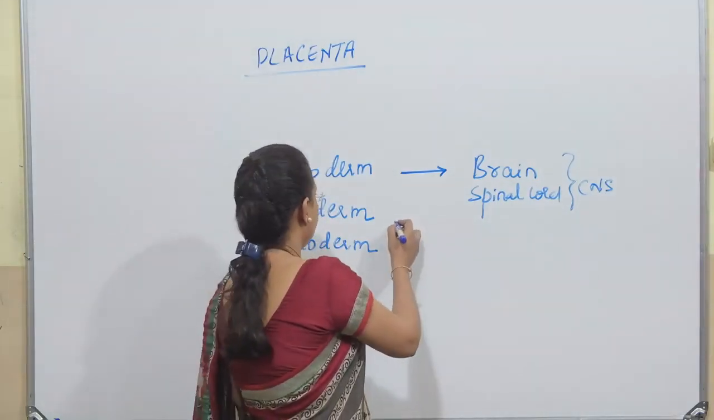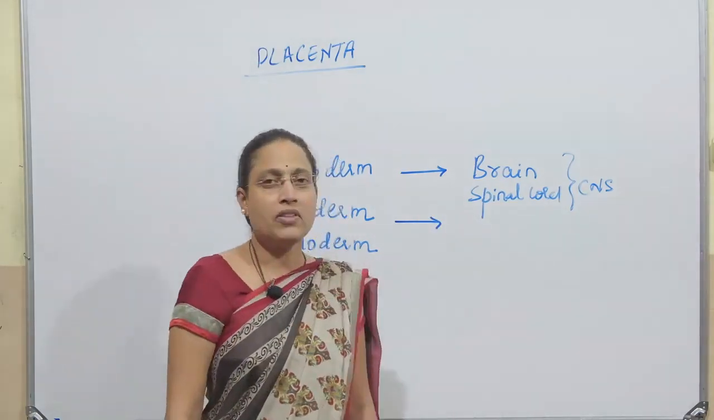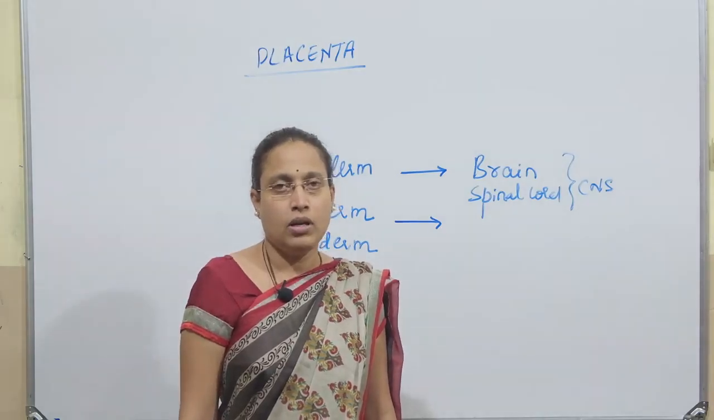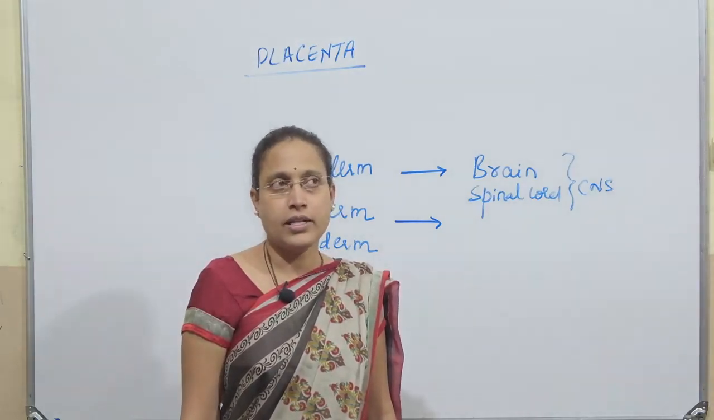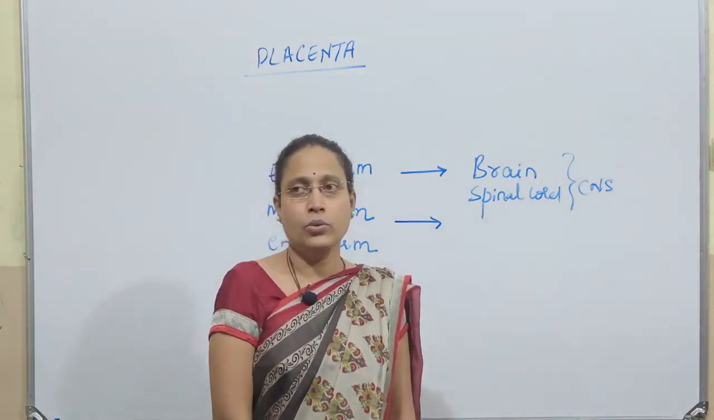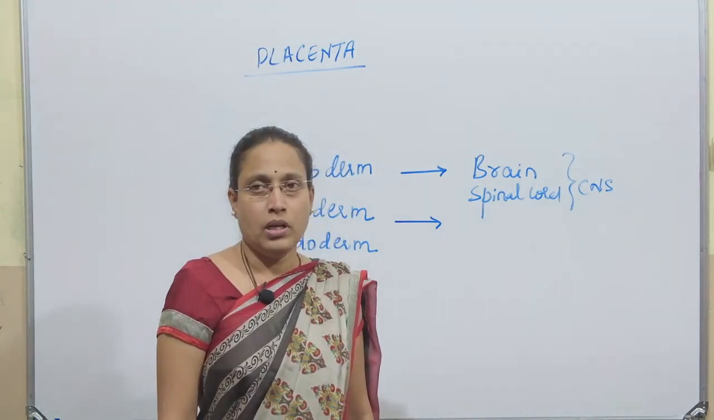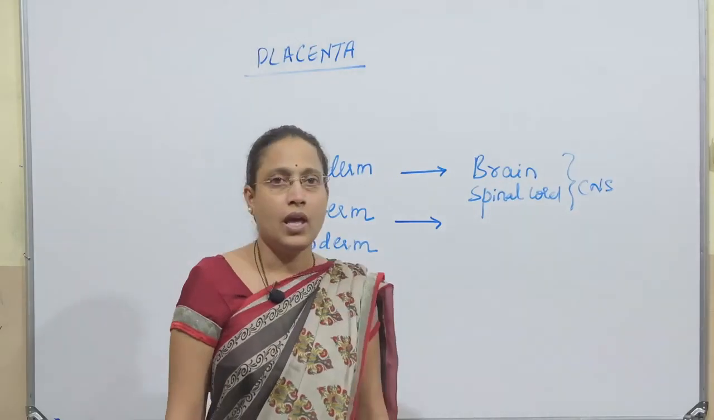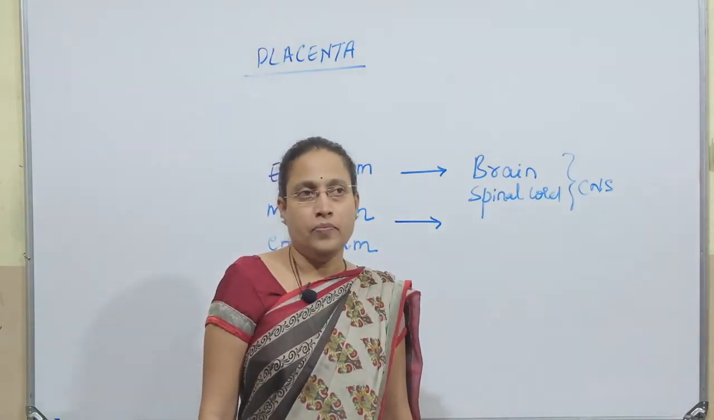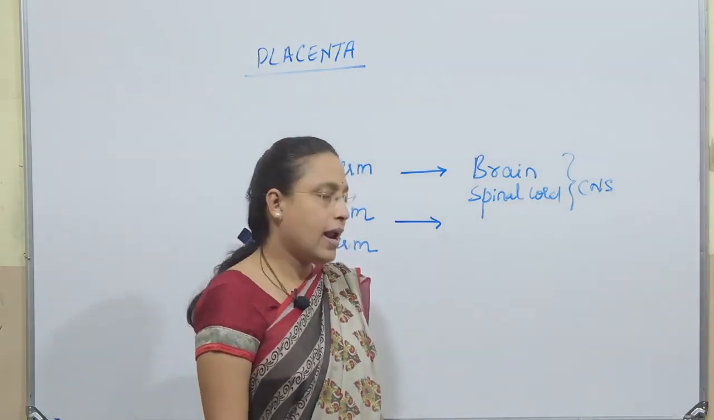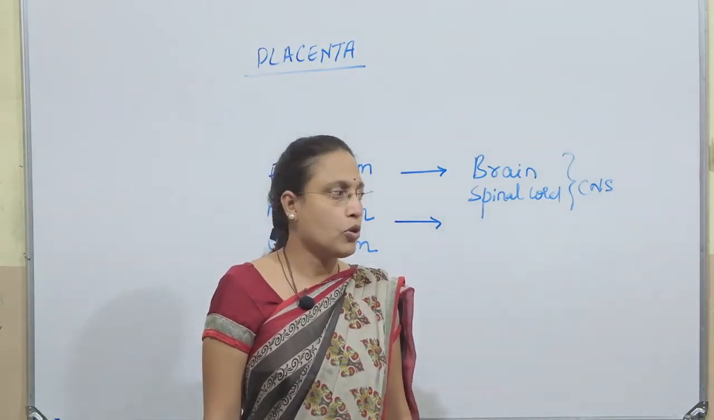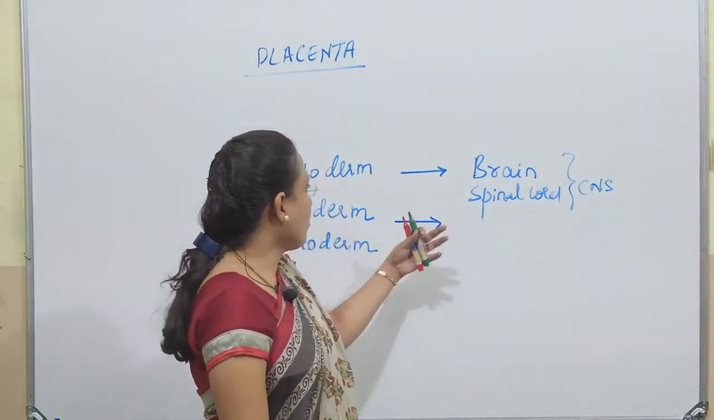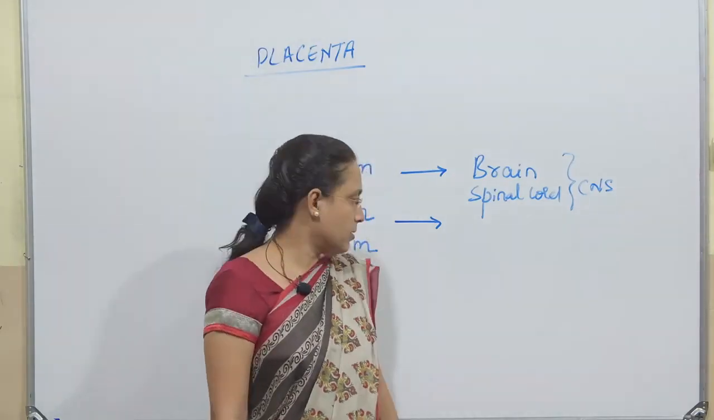Now coming to mesoderm, some of the structures formed from mesoderm are the muscles, the bone, the cartilage, the areolar connective tissue, the reticular connective tissue, and adipose connective tissue, and even synovial epithelium is made up of mesoderm. And also the gonads, that is the reproductive system except for the prostate gland, are of mesodermal origin. So these are some of the structures that are formed from mesoderm.